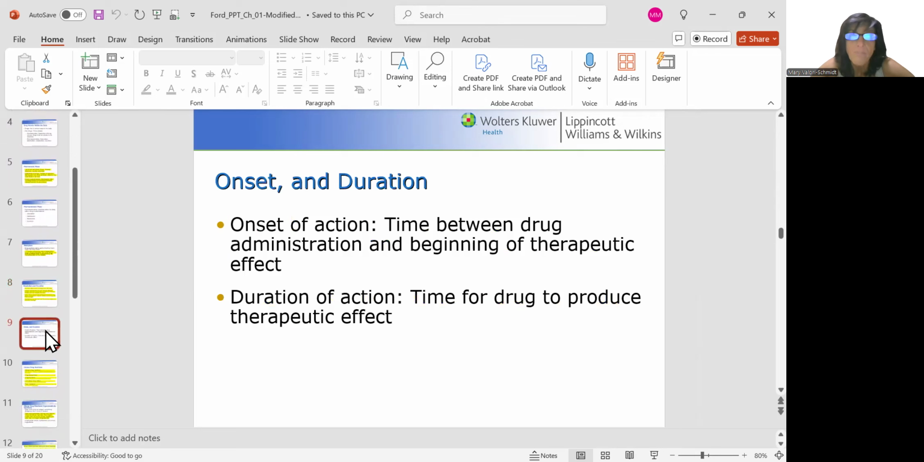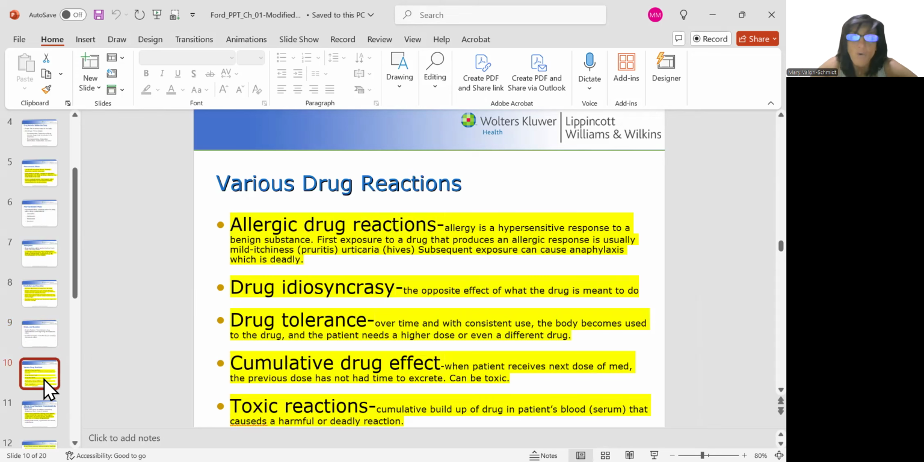Onset of action means how long does it take between the time I give you the drug, the administration of it, and the therapeutic effect, right? And then the duration of action is how long does the drug take to produce its therapeutic effect, and how long does the therapeutic effect last? I took ibuprofen because I had a headache. How long did it take for my headache to go away? And how long did it keep my headache away? Make sense?